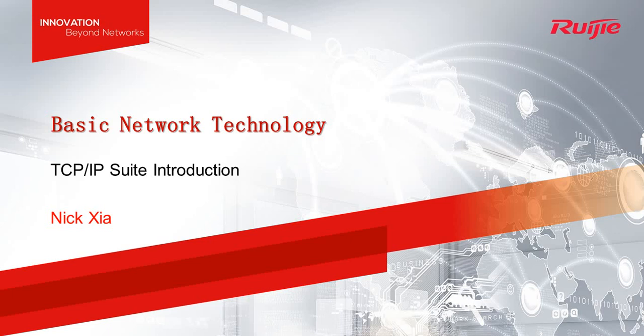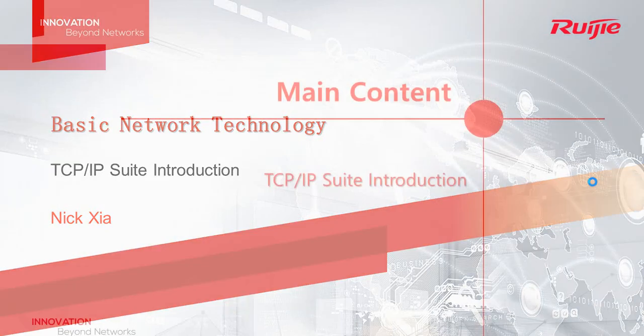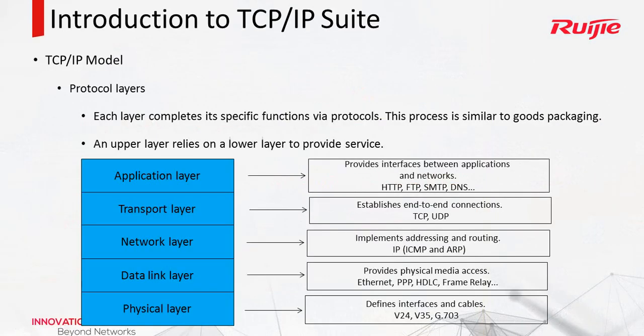Today I want to introduce you to the TCP/IP suite. This is the TCP/IP model. First, in this model, it has 5 layers, from the application layer, transport layer, network layer, data link layer, and physical layer. Each layer has different functions.